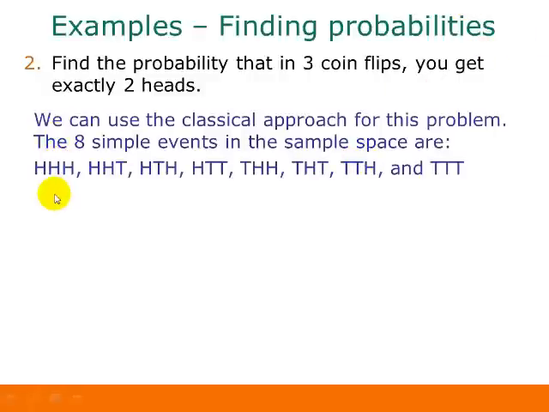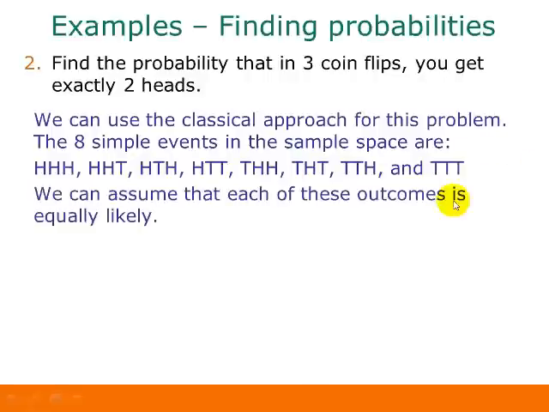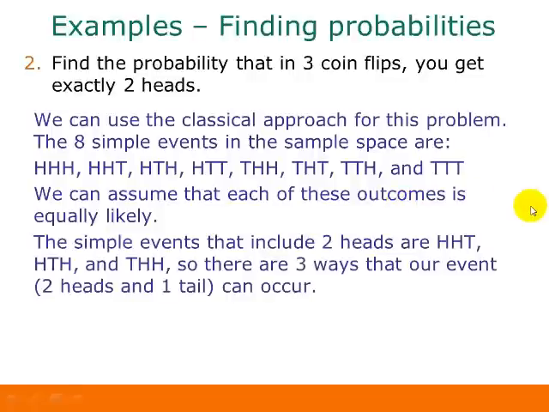This is a lot like the example we looked at earlier with the 3 children and them being male or female. So the 8 possibilities in the 3 coin flips are either that we get all heads, that we get head, head, and then a tail, or that we get head, tail, head, and so on. So these are all 8 of our possibilities. We can assume that each of these outcomes is equally likely. And we're looking for the probability that we get exactly 2 heads out of our 3 flips.